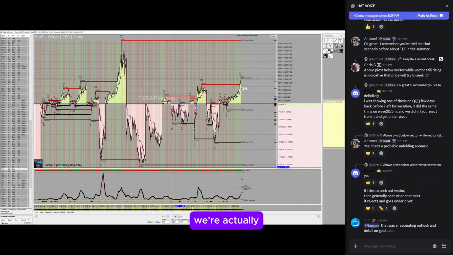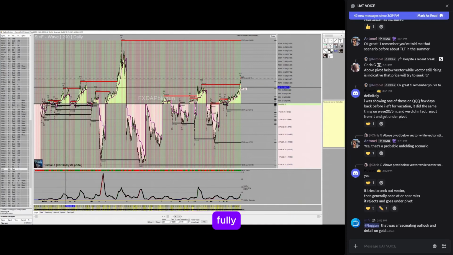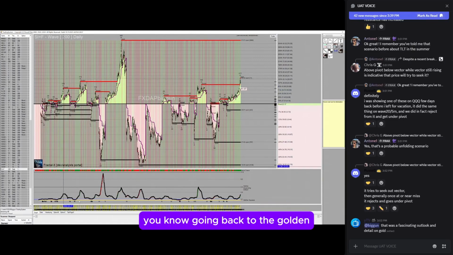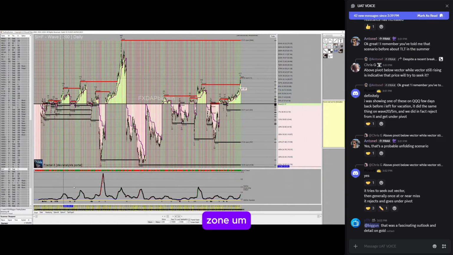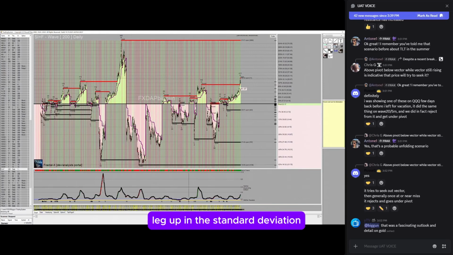Actually, if you look to the left, there's only one instance, looking back at this 179, where we fully flattened out before going back to the golden zone. And so I think there could be another leg up in the standard deviation, thus the volatility of silver, kind of going in circles. Hopefully that makes sense. Do you have any questions on what I was saying there? Hopefully that explains my perspective.